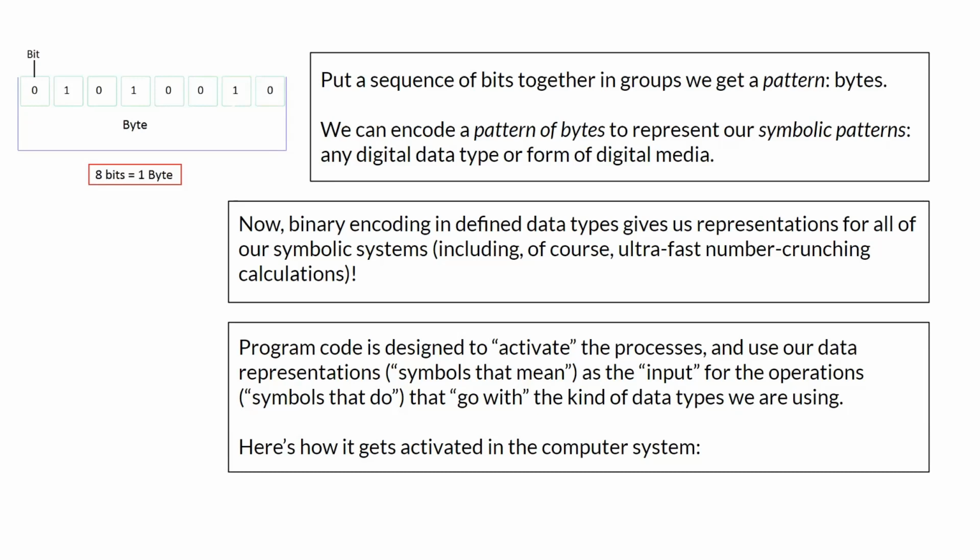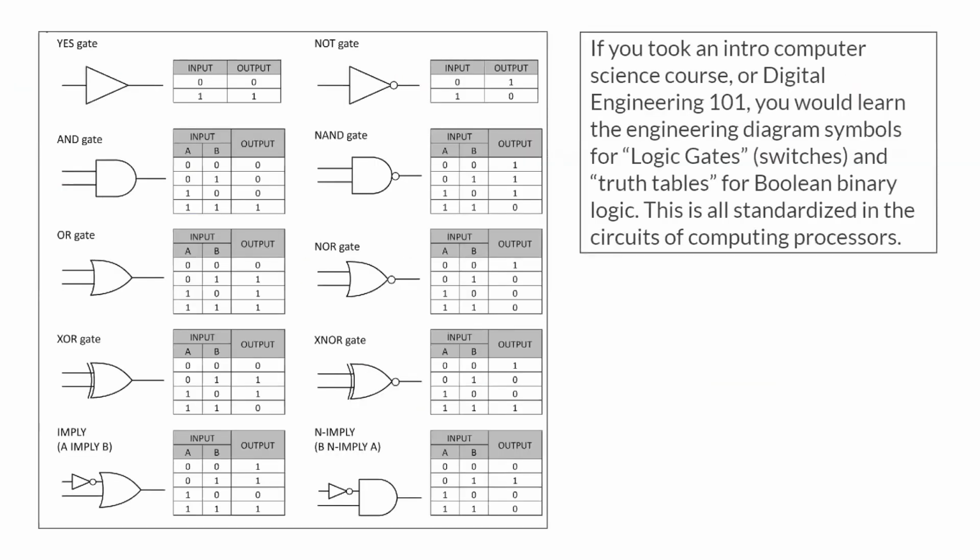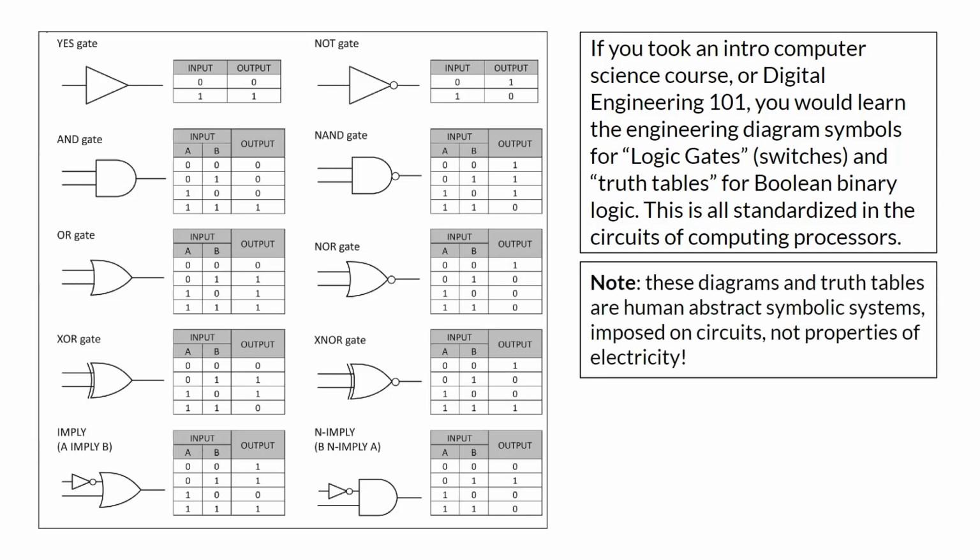Here's how it gets activated in the whole computer system. Well, if you took a course in Computer Science 101 or Digital Engineering 101, you would learn the engineering diagram symbols for logic gates, as we call them. These binary switches enable us to combine various truth values by kinds of inputs going through a circuit and yielding an output. This is all standardized in the circuits of computing processors, and rarely does anyone ever have to think about this because it's all standardized. But note, these diagrams and truth tables are human abstract symbolic systems imposed on circuits, not properties of electricity.